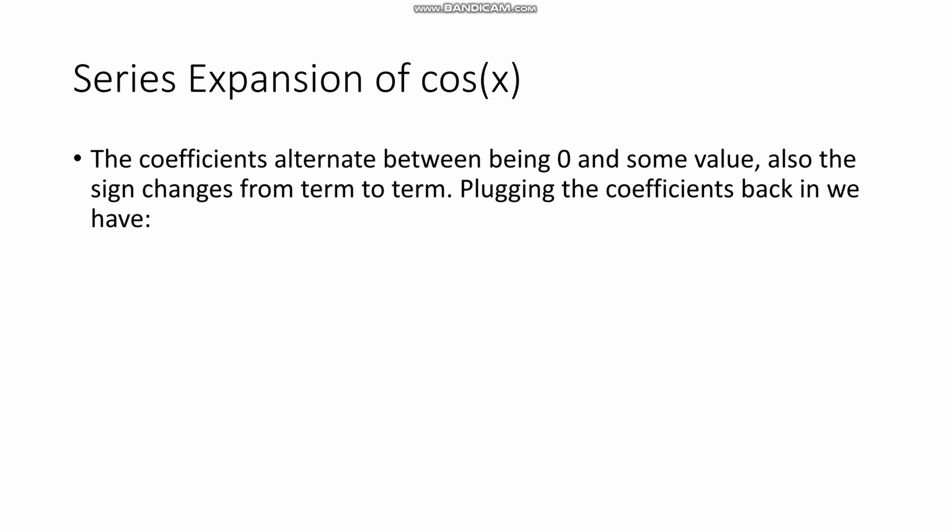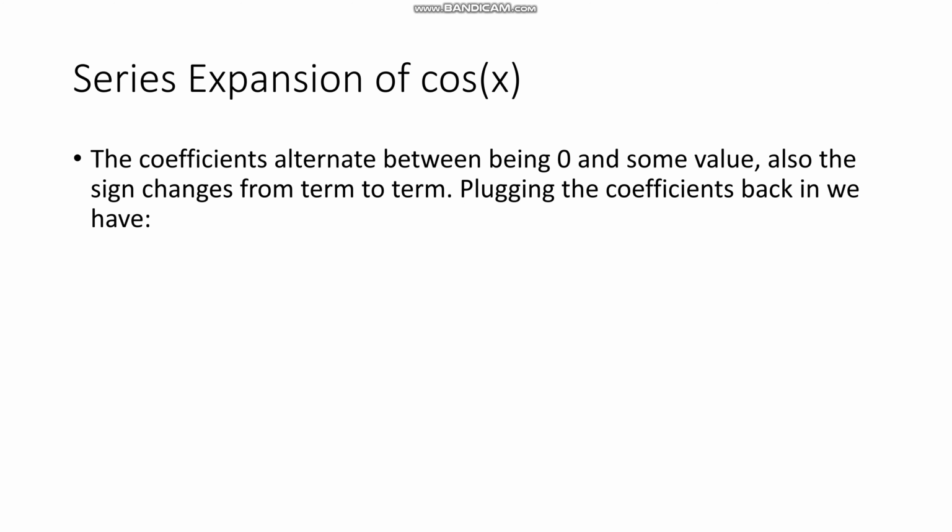As we can see, a pattern is starting to emerge, that the coefficients alternate between being 0 and some value because the function we're evaluating is either cosine or sine. At 0, cosine is going to be 1, and sine is 0. So then we can see that the sign changes as well, because every time we take two derivatives, we're going to get the same function back, but negative. If we're taking the derivative of cosine, we get negative sine.